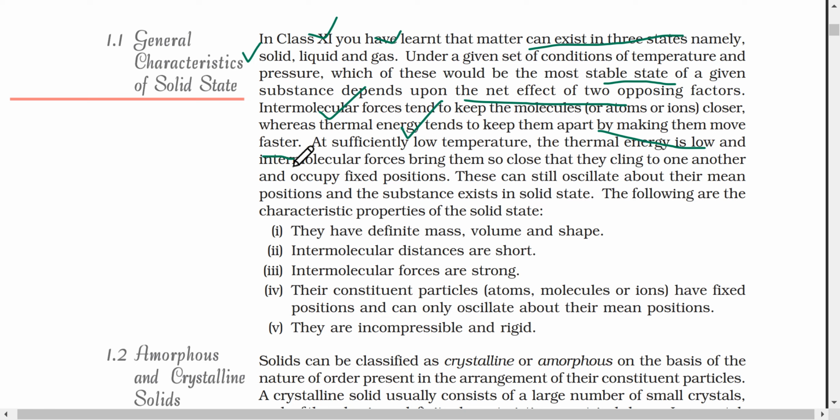We always say gases have large intermolecular spaces and can randomly move about. What makes them move about is this thermal energy, the kinetic energy associated with the molecules, that helps them move away and spread out randomly. But the intermolecular forces will keep the molecules tight. So these are two opposing forces, and we'll see which force overrules the other, and what type of physical state we get out of it. At sufficiently low temperature, the thermal energy is low. Thermal energy is directly proportional to temperature, of course.